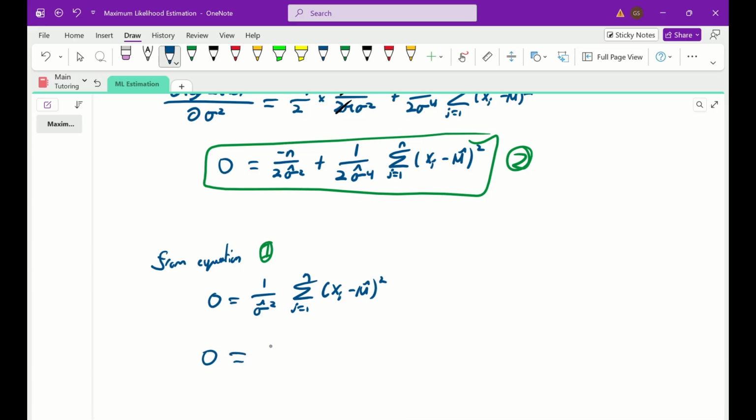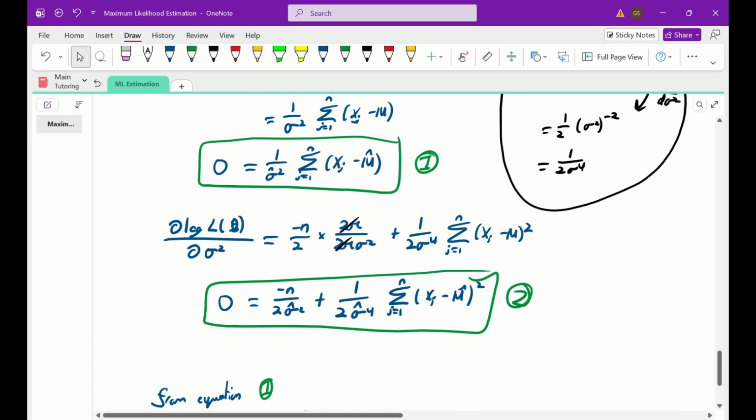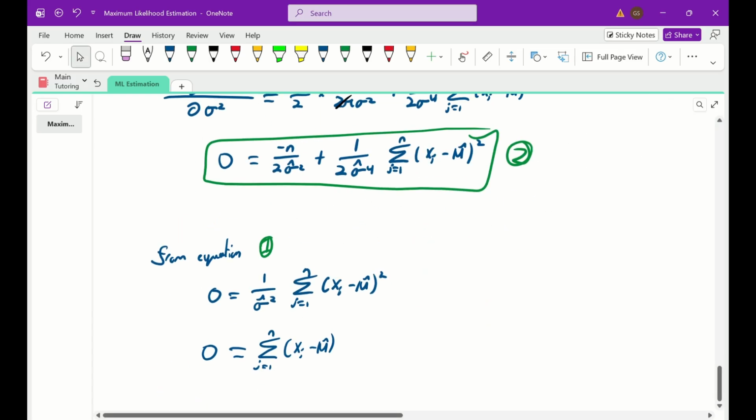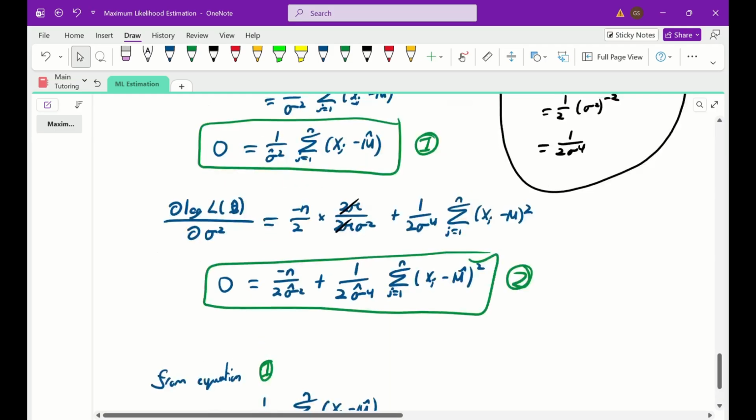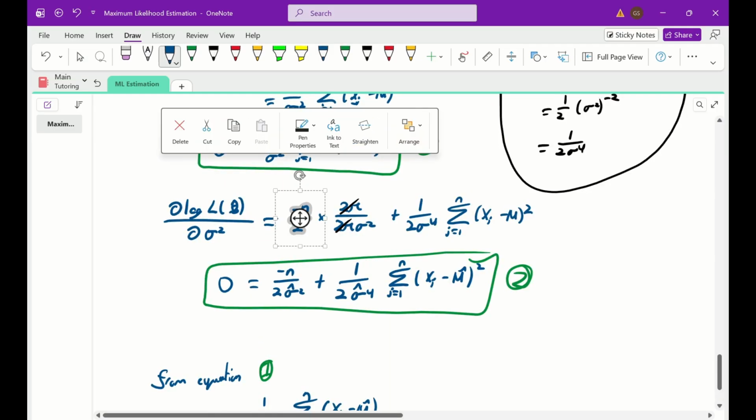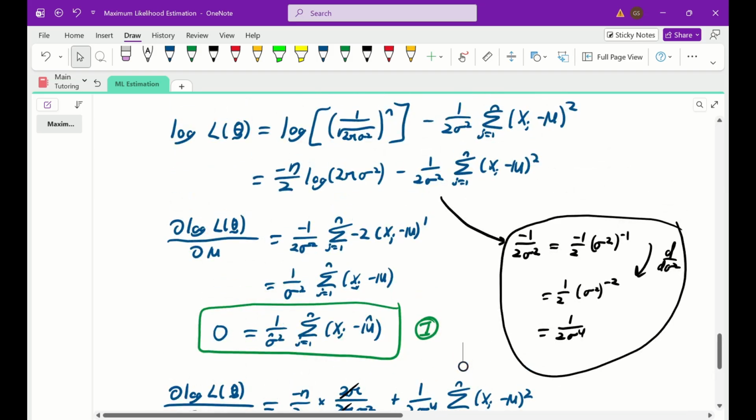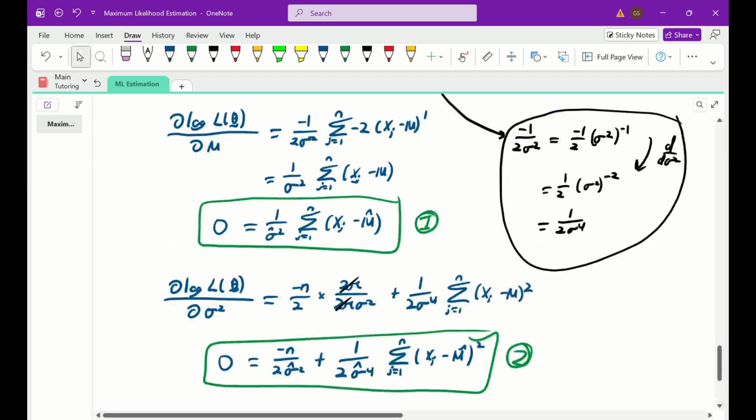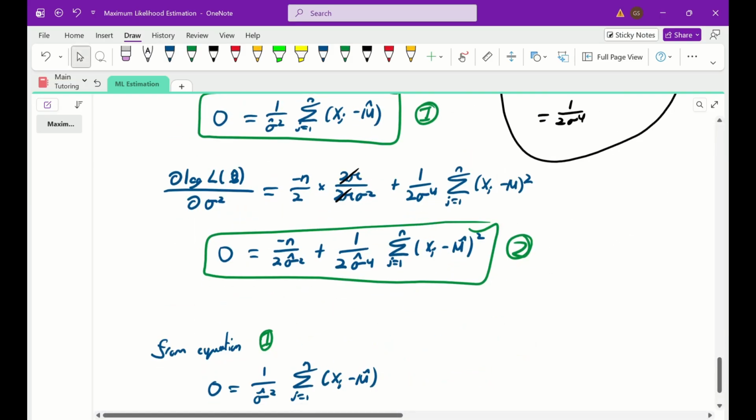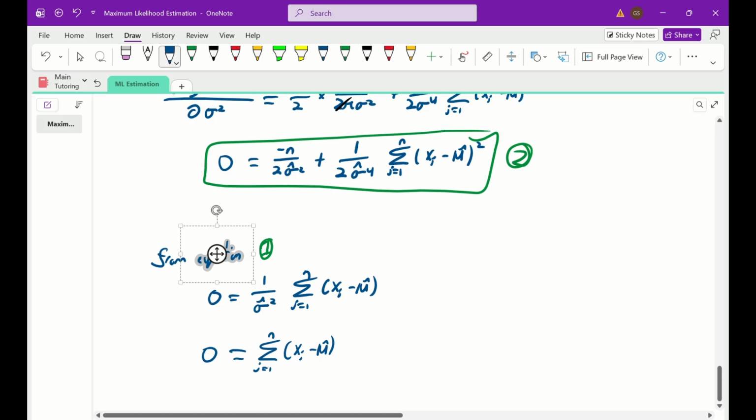So 0 equals the sum from j equals 1 to n of xj minus mu hat. And my apologies, there's not supposed to be a squared on here. I copied the equation wrong. The squared disappeared when we were deriving with respect to mu. If you recall, over here, we take the derivative with respect to mu, the 2 dropped, so there wasn't a square anymore. So this is what the equation was.